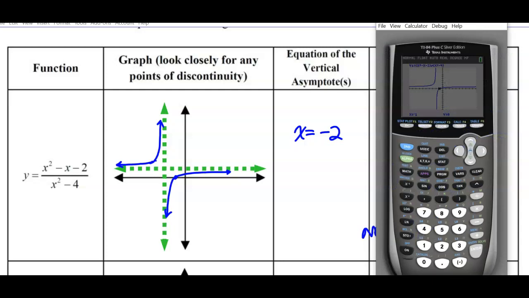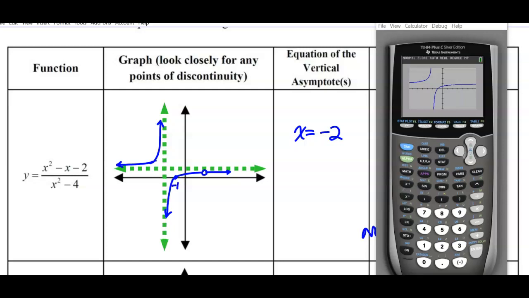So if we look closer here, and if I go trace and punch in x equals 2, notice how nothing shows up. That means it's not defined there. There's a gap. If you want to do your zoom decimal, that gap shows up at x equals 2. So I need to take my eraser and erase a little bit, and put an open circle there.